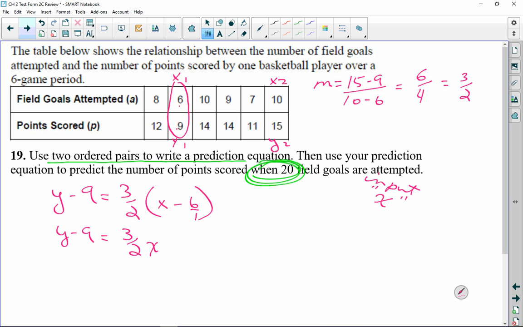What's 3/2 times 6? Well, we've been doing this forever. 1 and 3. 3 times 3 is what? And then I got to attach a what? A negative. Add 9 to both sides. Y equals 3/2 x.